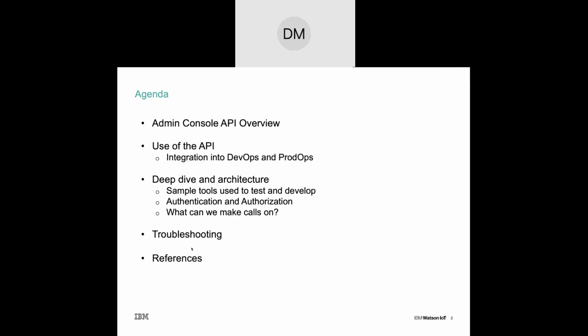What we'll talk about today is a general overview of the Admin Console API, what the use of the API is, how we envision it to be integrated into your DevOps and even your ProdOps for running TRIRIGA. We'll go into a deep dive and an architecture overview, give some sample tools that can be used to test and develop with the Admin Console API, talk about authentication and authorization, and talk about what things we can make calls on, go into a bit of troubleshooting, and then talk about the references.